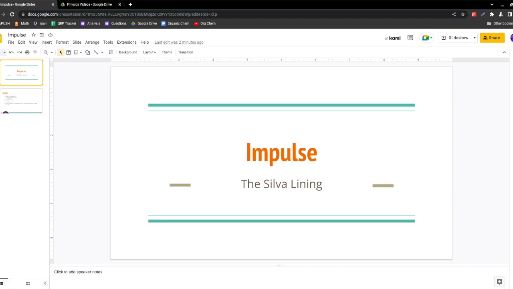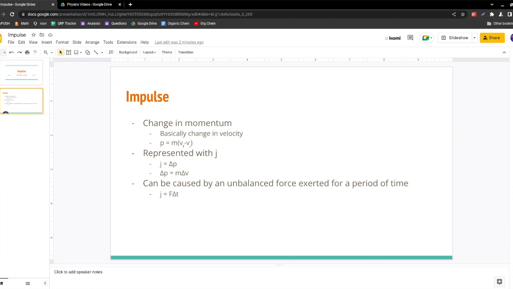So we have our second video in Unit 4 going over impulse. So impulse is basically change in momentum. And the way you change momentum is often by changing velocity.